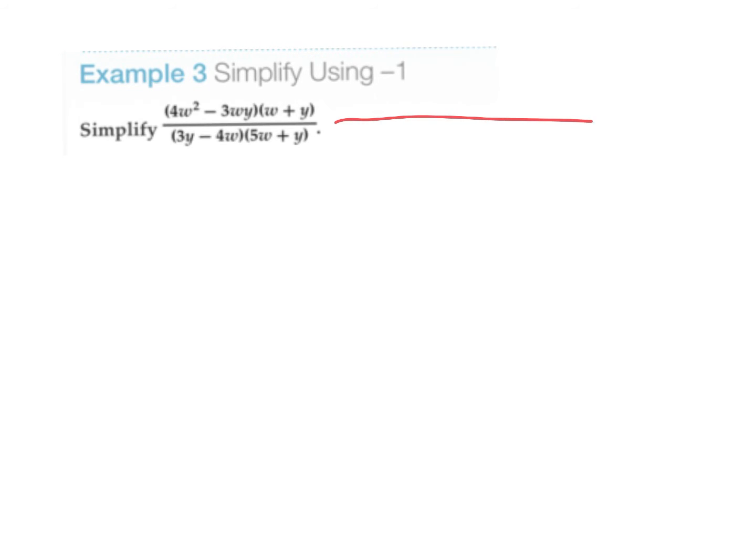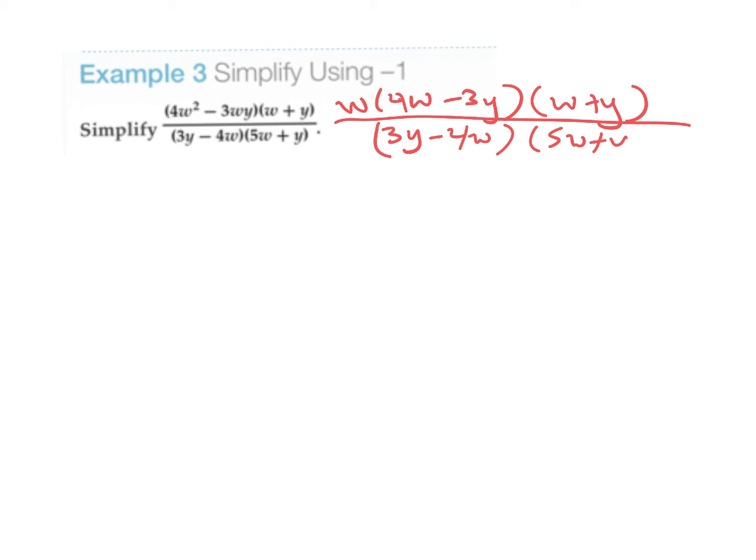So I'm going to factor the numerator. If I look at this first, I take out the greatest common factor, which is w, which leaves me a 4w minus 3y. And the w plus y is already factored. And then I look on the bottom, I got a 3y minus 4w. That's already, nothing can be done. And then I have a 5w plus y.